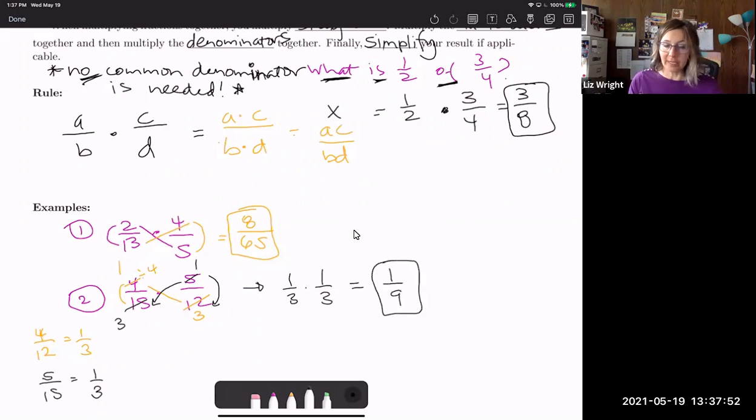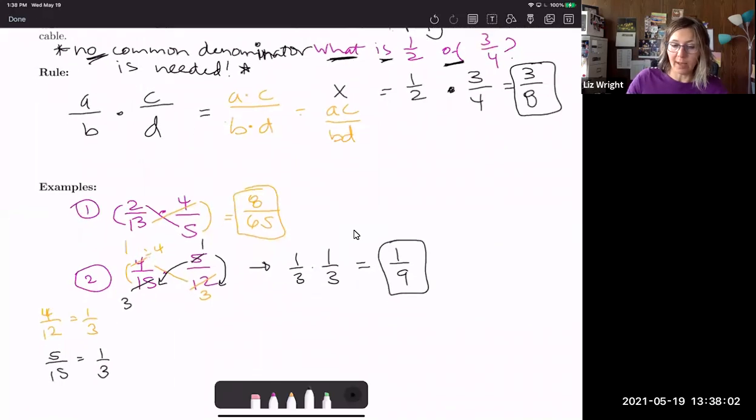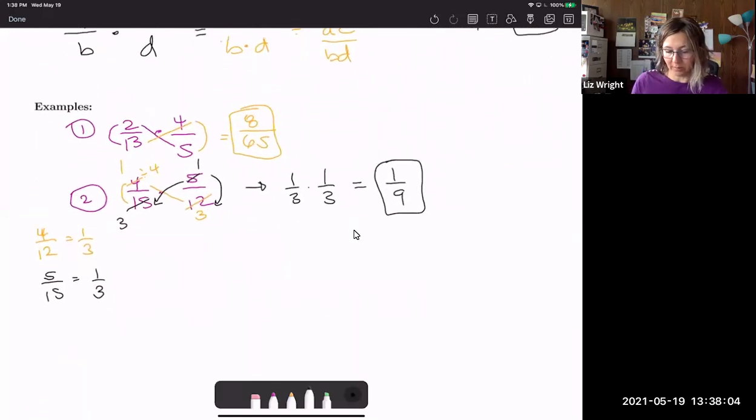So I have had students in the past that are like, I hate that. I don't like all the crossing off and it's confusing and it's messy. So if you are one of those people, you absolutely do not have to do it my way. You could just multiply straight across, in which case, we had this situation.